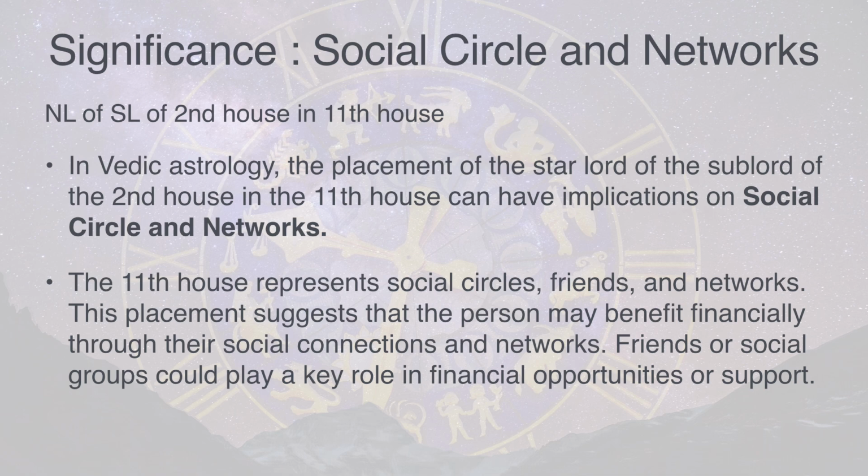In astrology, the placement of the star lord of the sublord of the second house in the 11th house can have implications on social circle and networks. The 11th house represents social circles, friends, and networks. This placement suggests that the person may benefit financially through their social connections and networks. Friends or social groups could play a key role in financial opportunities or support.